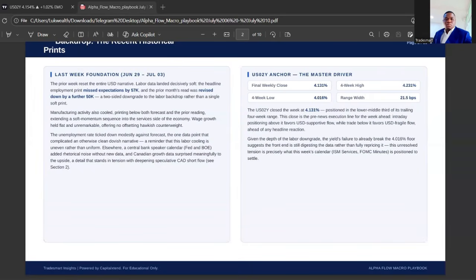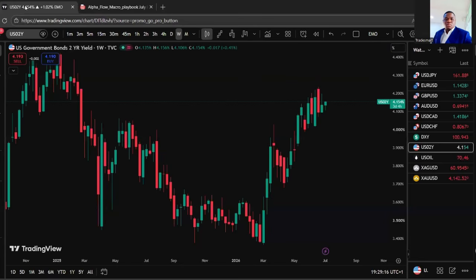Let's see if you can check through the chart. So this is the 2-year yield, and last week's close we had it at 4.13. Okay, and if you check the last 4 candles, you notice the high and you notice the low.